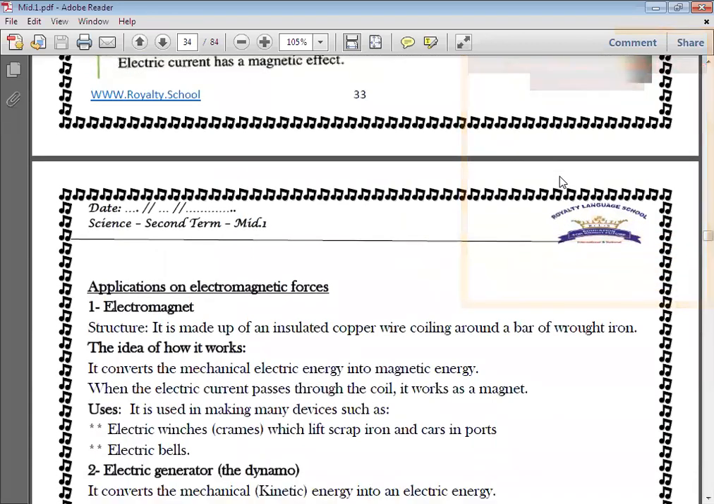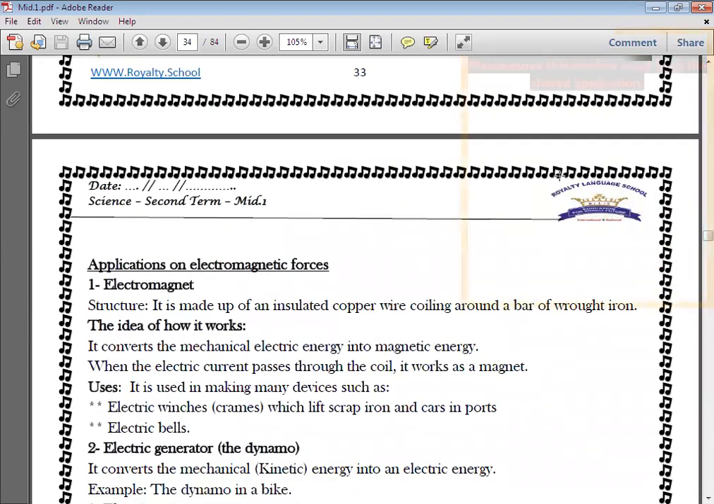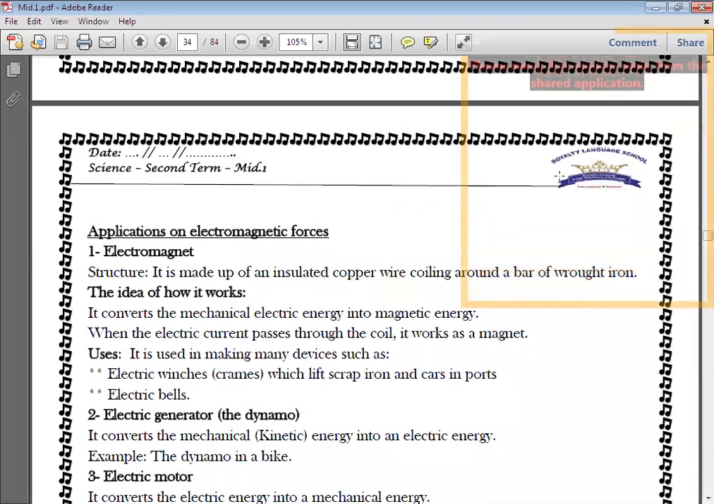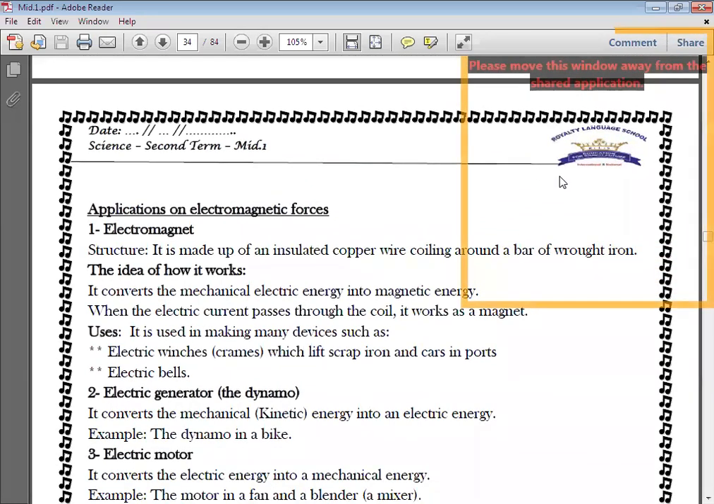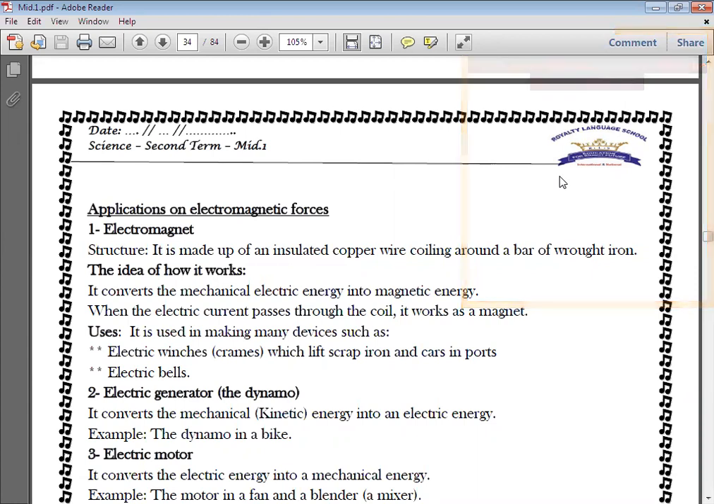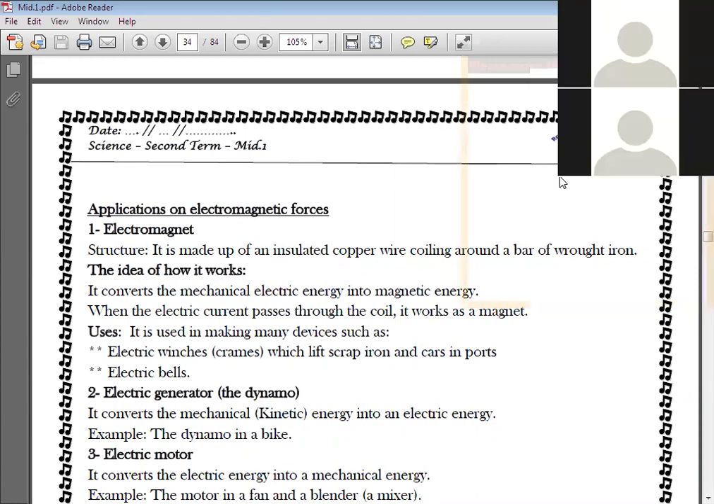This is the idea of making an electromagnet. An electromagnet is made up of insulated copper wire coiling around a bar of wrought iron, to be easy to gain or lose magnetism, and connected to a battery. It converts electric energy into magnetic energy. When the electric current passes through the coil, it works as a magnet.